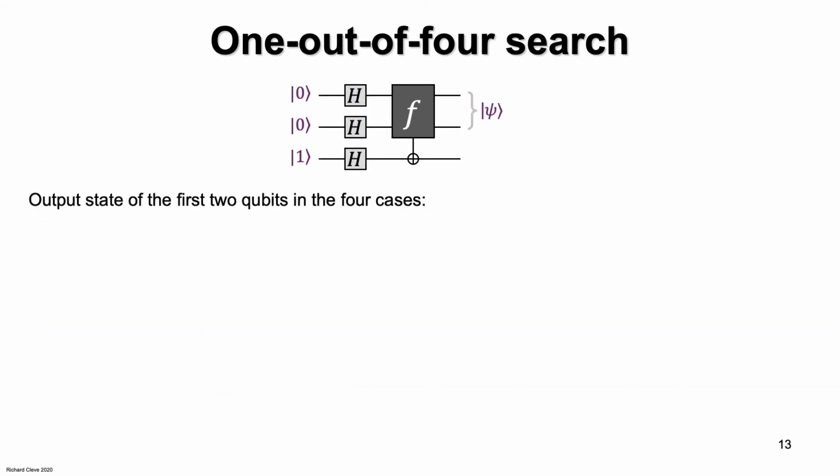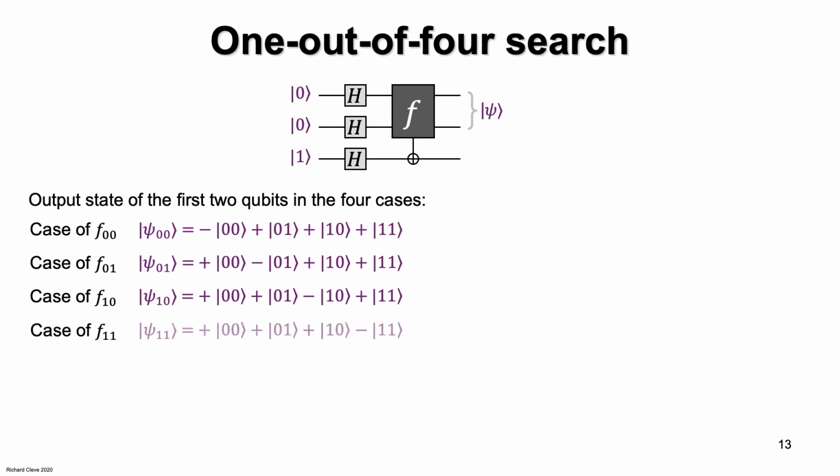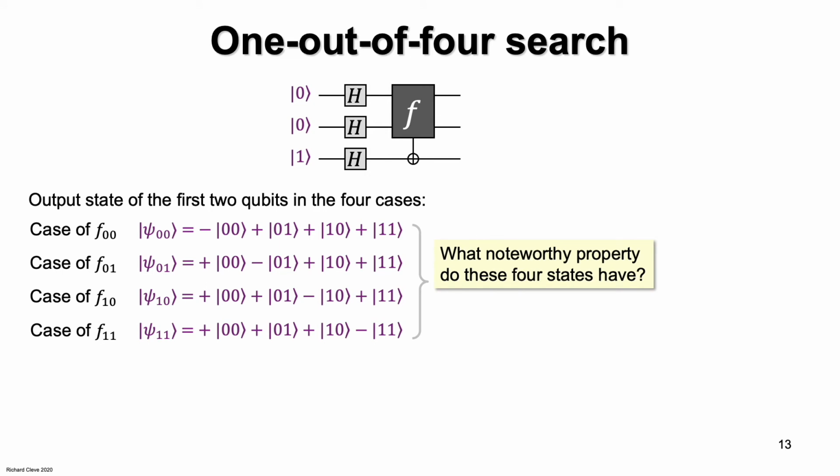For the first function, f sub 0, 0, that's 1 at point 0, 0, the state is this, with a minus sign for the ket 0, 0 term. For f sub 0, 1, the state is this. For f sub 1, 0, the state is this. And for f sub 1, 1, the state is this. Now, looking at these 4 states, what noteworthy property do they have? You can pause the video to think about this.